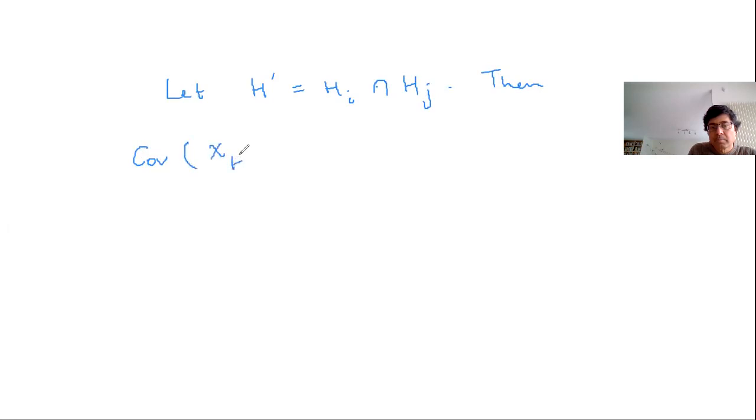Okay, so let's calculate the covariance. Let's denote by H prime the intersection of Hi and Hj for two particular copies Hi and Hj of H. Then the covariance of these indicators, by definition of the covariance, is the expectation of the product minus the product of the expectations.